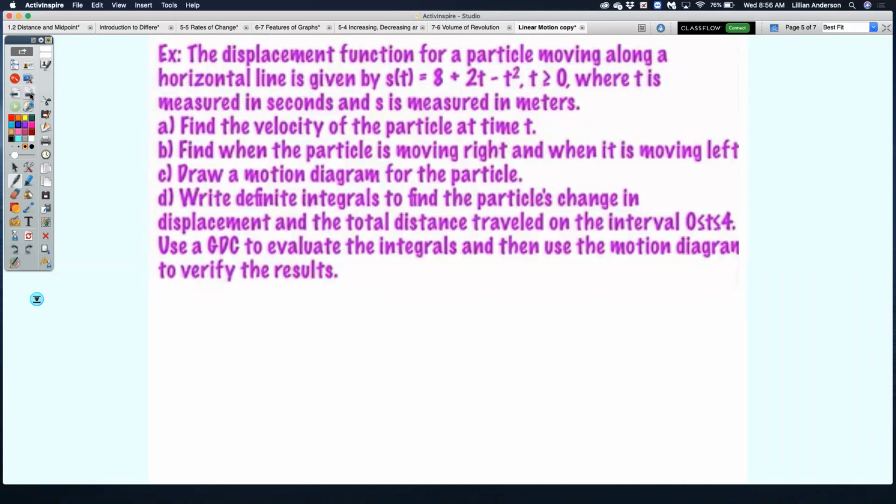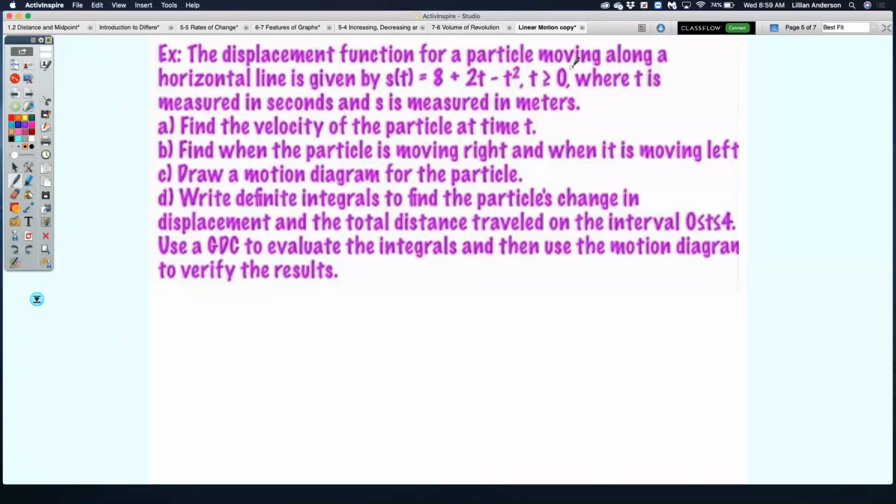So go ahead and get down this example. We don't have too many examples today. We just have 3. So go ahead and get this one down and we'll go over it together. The displacement function for a particle moving along a horizontal line is given by the function s of t equals 8 minus 2t plus t squared, where t is greater than 0 and t is measured in seconds and s is measured in meters. We have to find the velocity of the particle at time t.